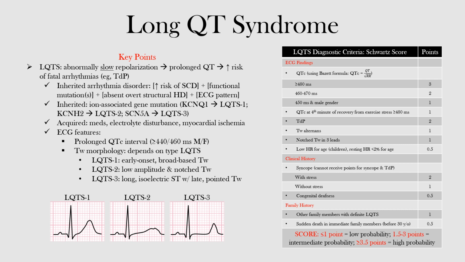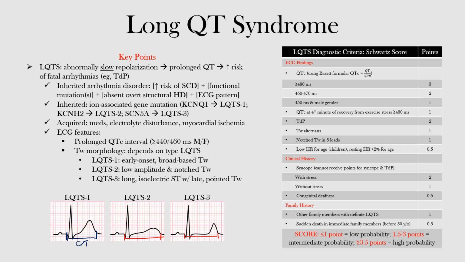So what we have going on here is a long QT. Remember, the QT interval is from the beginning of our QRS complex, so if you imagine here, up until the end of our T wave. So this area here is our QT interval, and we're saying that is prolonged. So it'd be from this point to this point here, the beginning of our QRS complex to the end. So it includes both ventricular depolarization as well as ventricular repolarization.